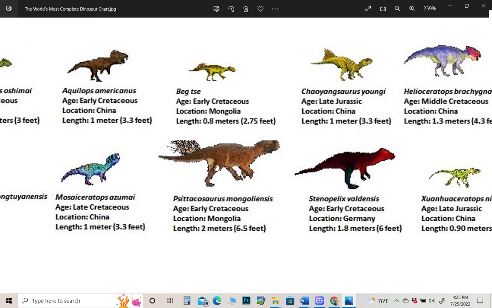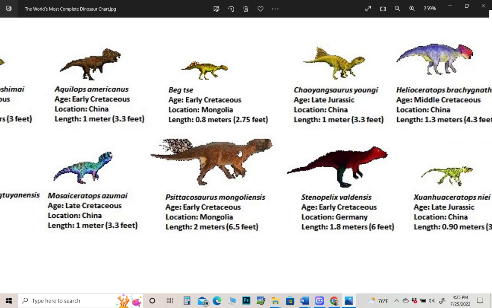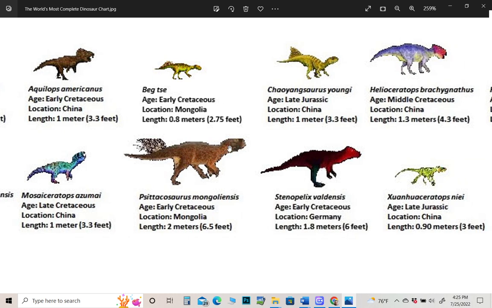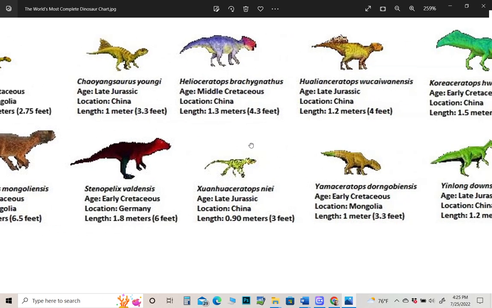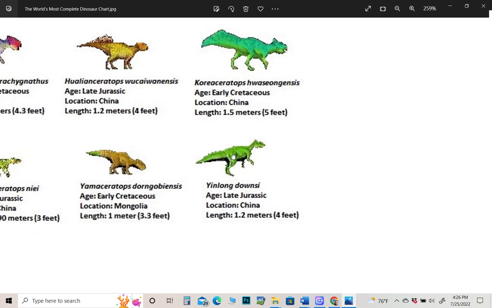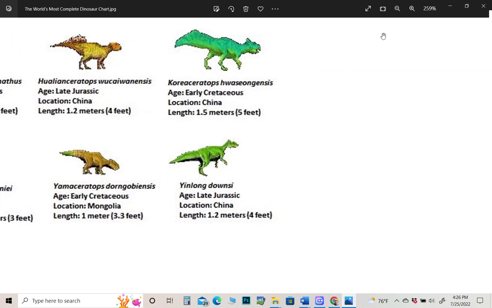Mosaiceratops, Psittacosaurus. By the way, this is a very accurate depiction of a Psittacosaurus. This was a picture of a very paleo-accurate model, where they actually know the skin coloration, as well as the porcupine-like quills on the back. So this is probably the most accurate depiction of a dinosaur made from discoveries yet. Sinoceratops, Zhanghuiceratops, Yamaceratops, and Yinlong, which is the most basal marginocephalian.